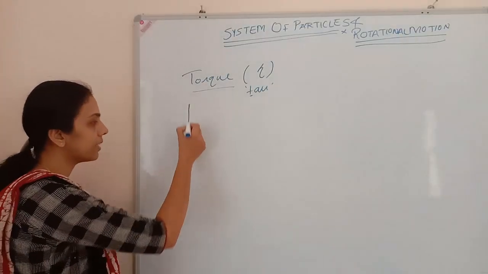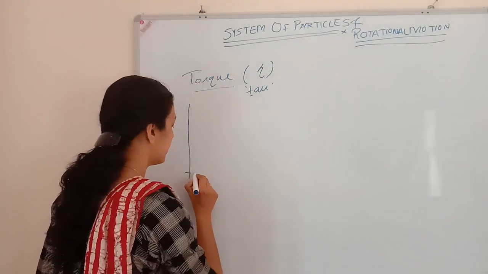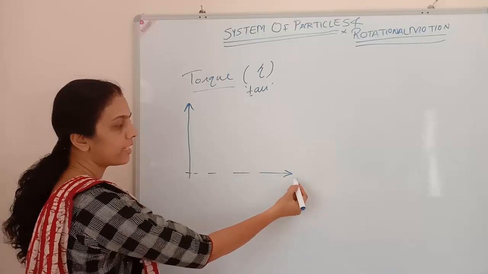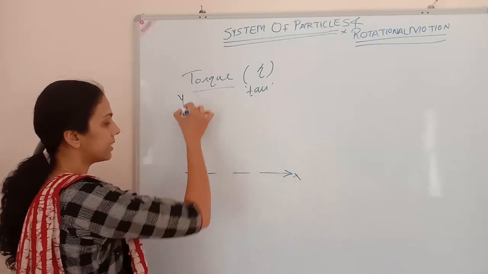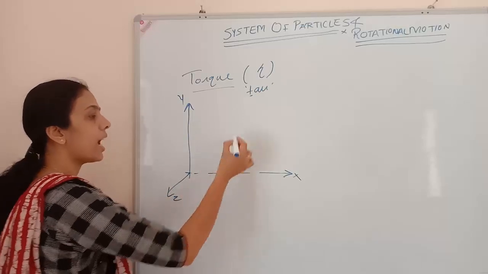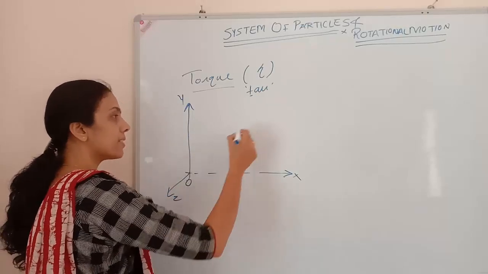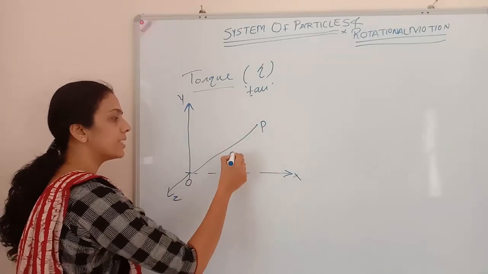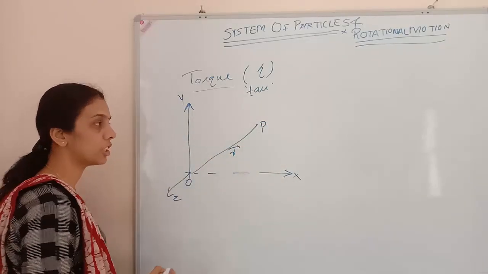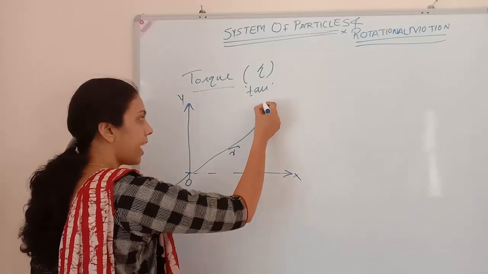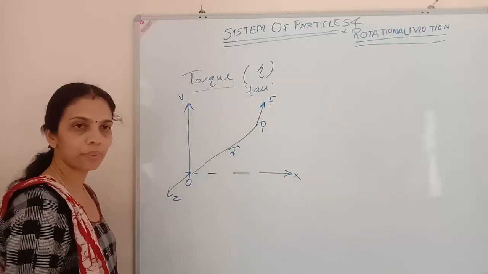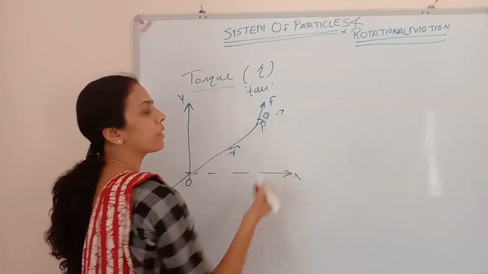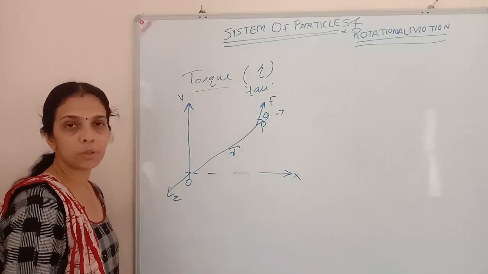Here I am considering a coordinate system. This is the x-axis, this is the y-axis and this is the z-axis. This is the origin O. I am considering a point P here. With respect to the origin, it is at a distance r. r is the position vector. Along the z-axis, I am applying a force F here. The angle between r and F is theta.